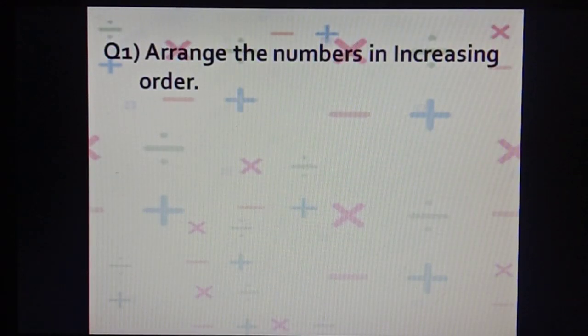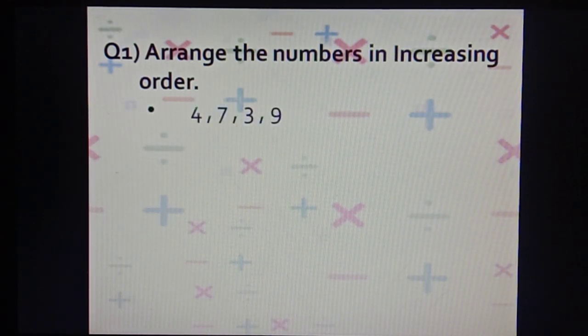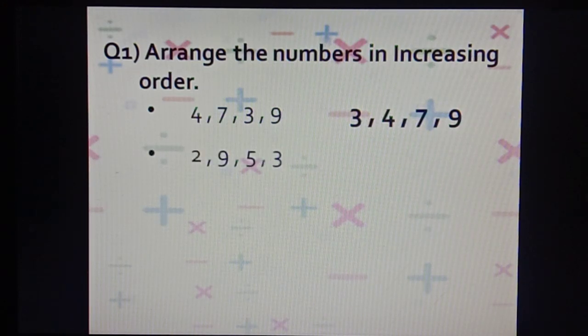Now let us do our first question. Arrange the numbers in increasing order. Our first question is, we have 4 numbers, 4, 7, 3 and 9. We have to arrange them in increasing order. The smallest number is 3, then 4, then 7 and 9. In our next question, we have 4 numbers 2, 9, 5 and 3. So the increasing order will be 2, 3, 5 and 9.